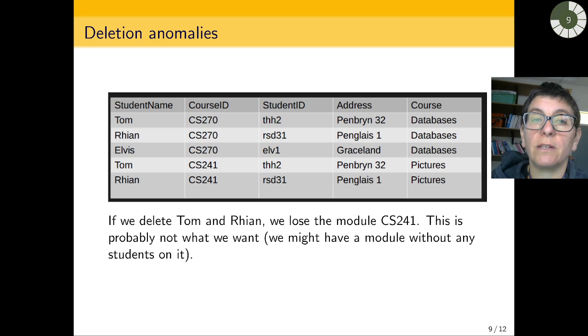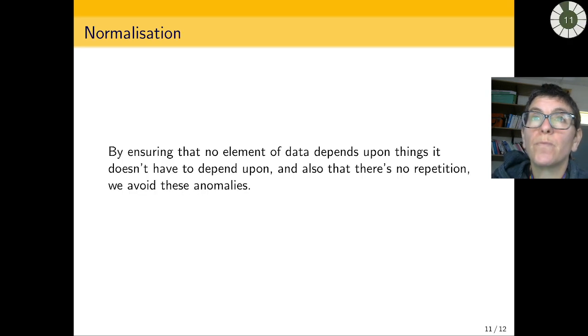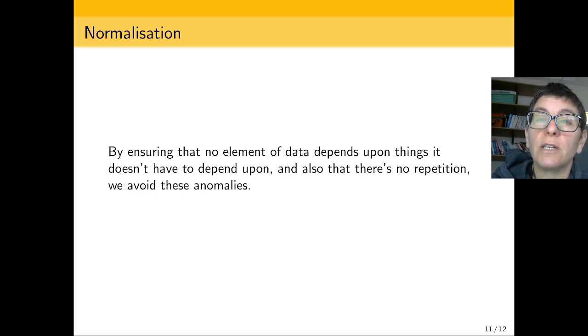So if we look back at this example of the deletion, if we remove Tom and Rianne, you've got a dependency, so courses are depending upon students, and that's not the way around it works. Courses are independent, students are independent. You could have a course that didn't have any students on it, you could have students that weren't doing any courses. So what we do when we're normalising is a process that ensures that no element of data in our data model depends upon things that it doesn't have to depend upon, and also that there's no repetition. Through doing this, we avoid these anomalies.